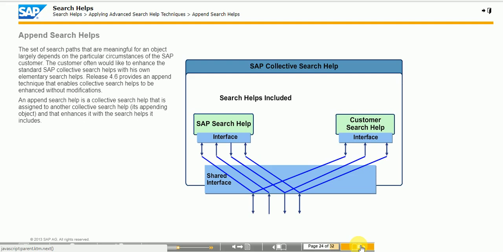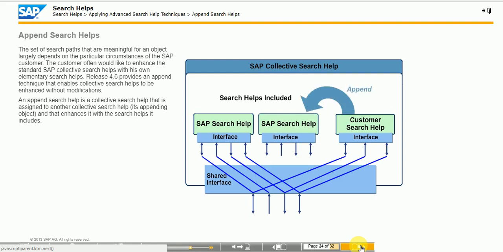Append search helps are used by SAP to improve component separation. Some SAP collective search helps, therefore, already have one or more append search helps in the standard search help. Customer enhancements should always be made by creating a separate append search help. SAP collective search helps often contain elementary search helps that are not required by all customers. The search helps you do not need can be hidden using an append search help. For this purpose, the corresponding search help must be included in the append search help and the hidden flag must be set.